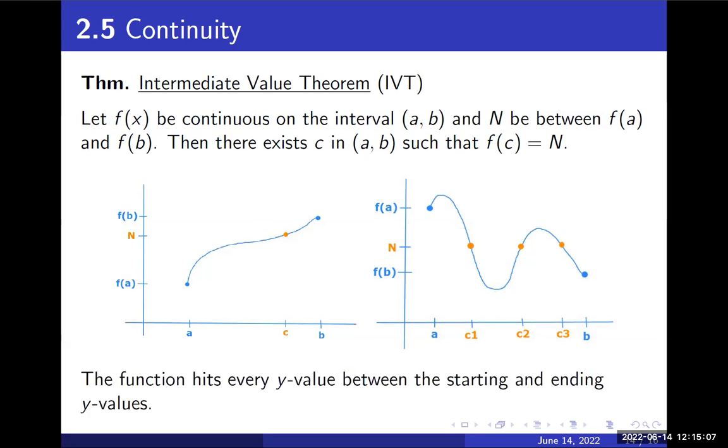Kind of summarize this theorem in maybe more everyday language. What we're trying to communicate is the function hits every y value between the starting and ending y values. Again, we could take n to be anywhere between a and b, right? And there's always going to be an x value that produces that y value with the x value between a and b. Here, it might happen more than once.